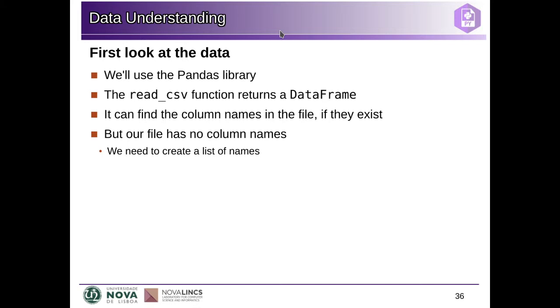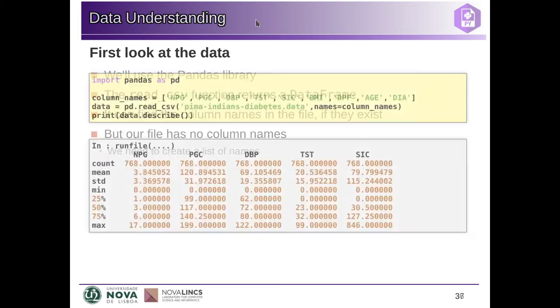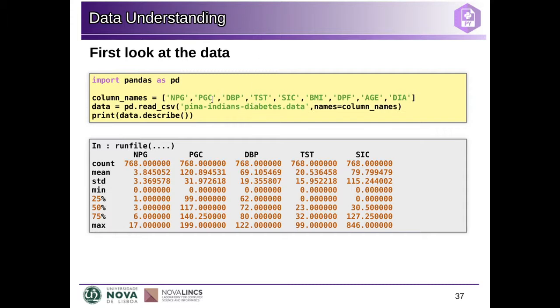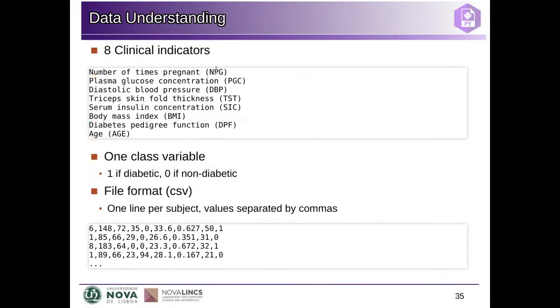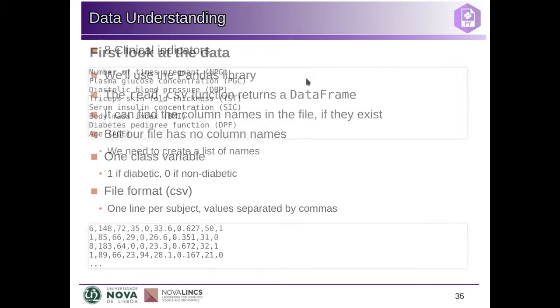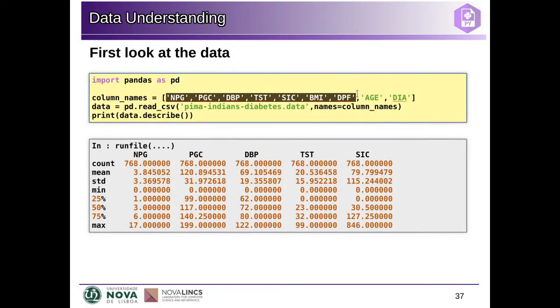We're going to use the pandas library. We're going to use the read CSV function to read from the file into a data frame. And since our file does not have column names, we need to create a list of names to put in as the column names. So we're going to use these 3-letter codes for the different indicators in order: number of times pregnant, plasma glucose concentration, diastolic blood pressure, and so on. We have these for the column names. And the last one is 0 or 1 for diabetes.